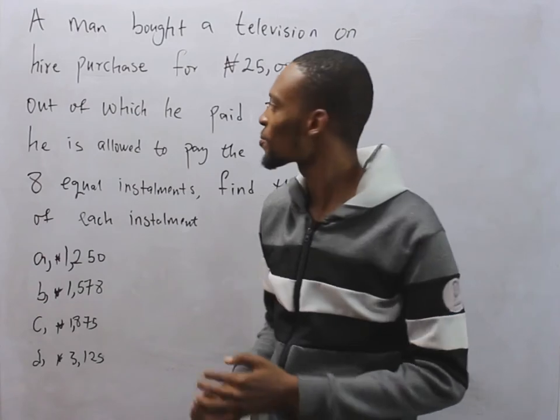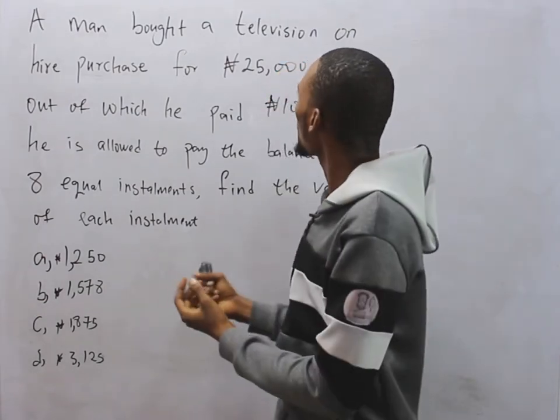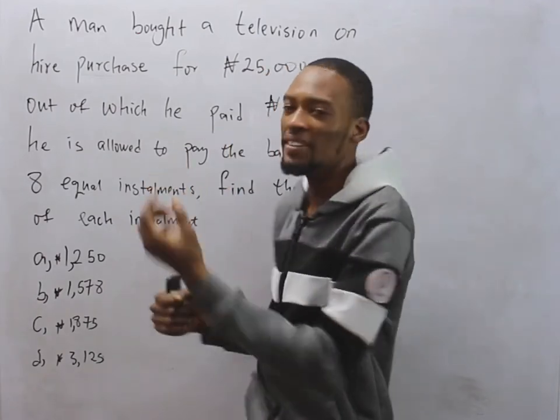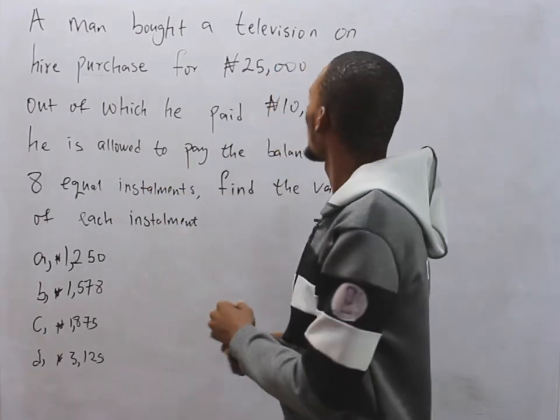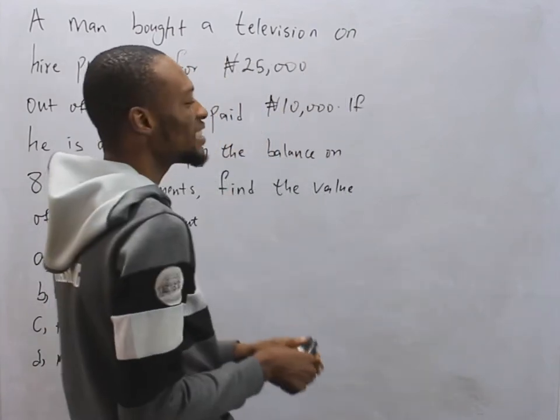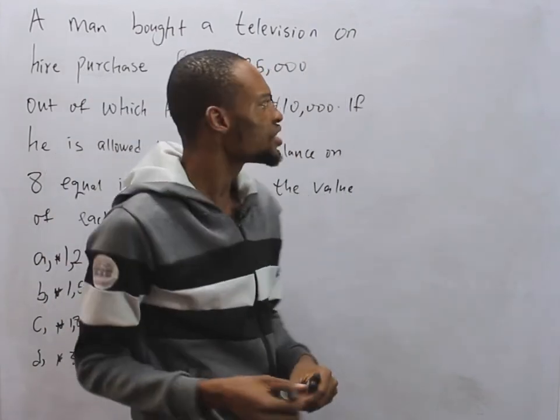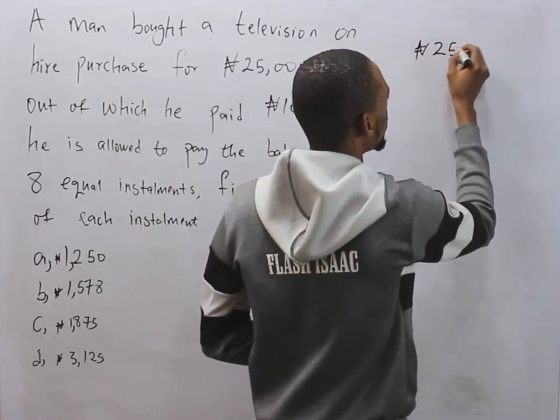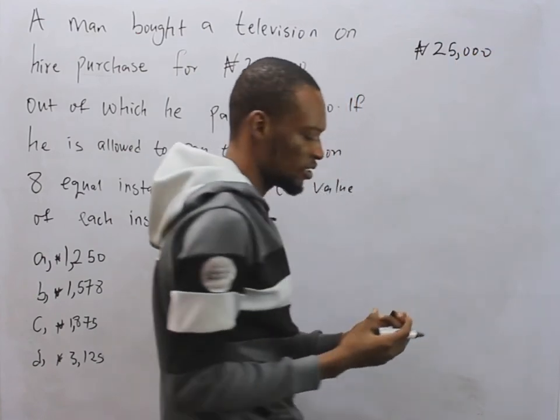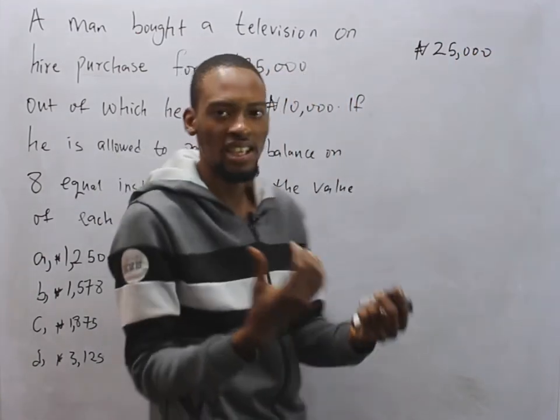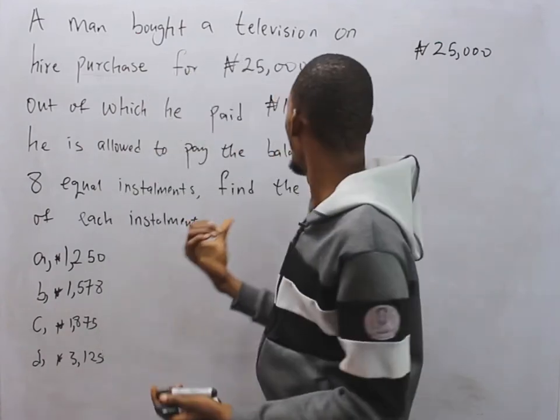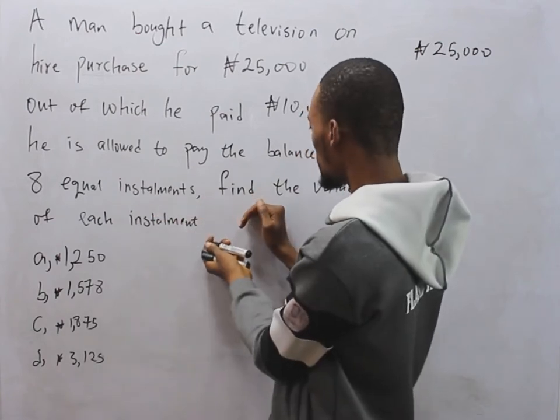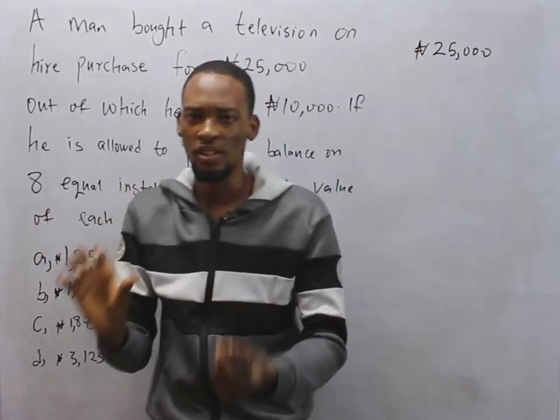Now take out this question. It says, a man bought a television on hire purchase for 25,000 naira, out of which he paid 10,000 naira. This means the cost of the TV is 25,000 naira, and he paid 10,000 naira. If he is allowed to pay the balance in 8 equal installments, find the value of each installment.